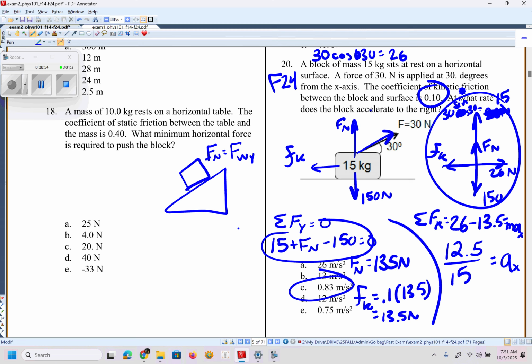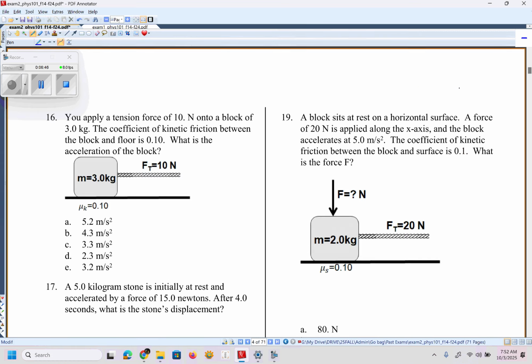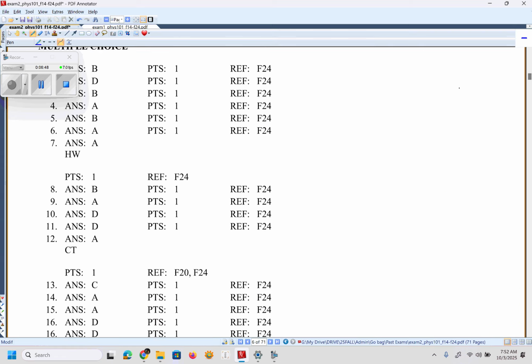And your normal force, I take that back, the normal force isn't always in the y direction. Sometimes the normal force is in the x direction. Do you know that? There's a problem. Let's see. Is it on this one? I don't think it's on this one.